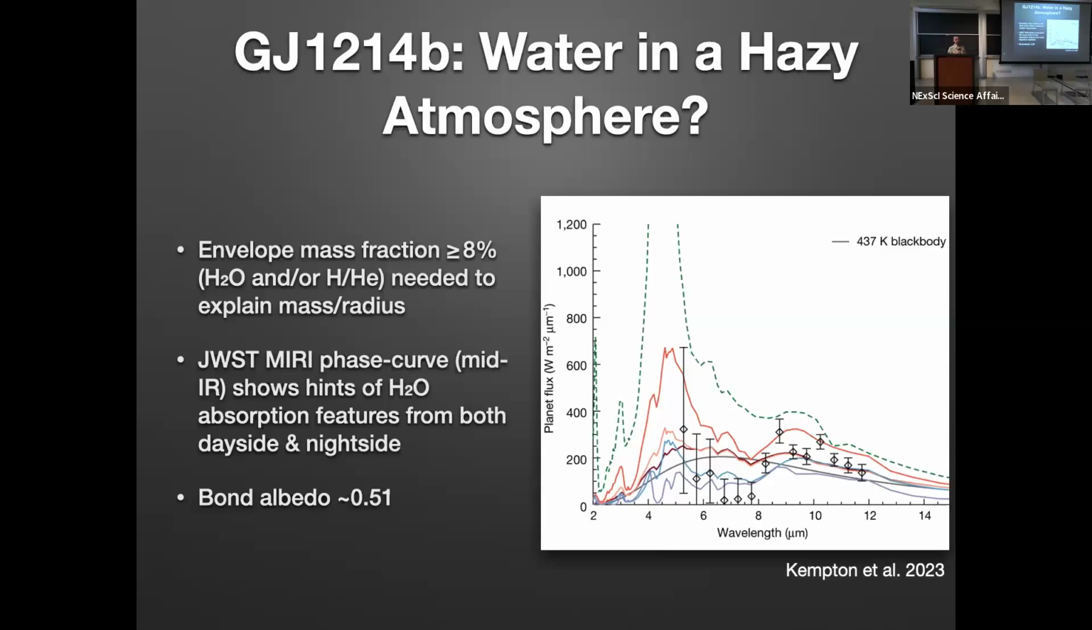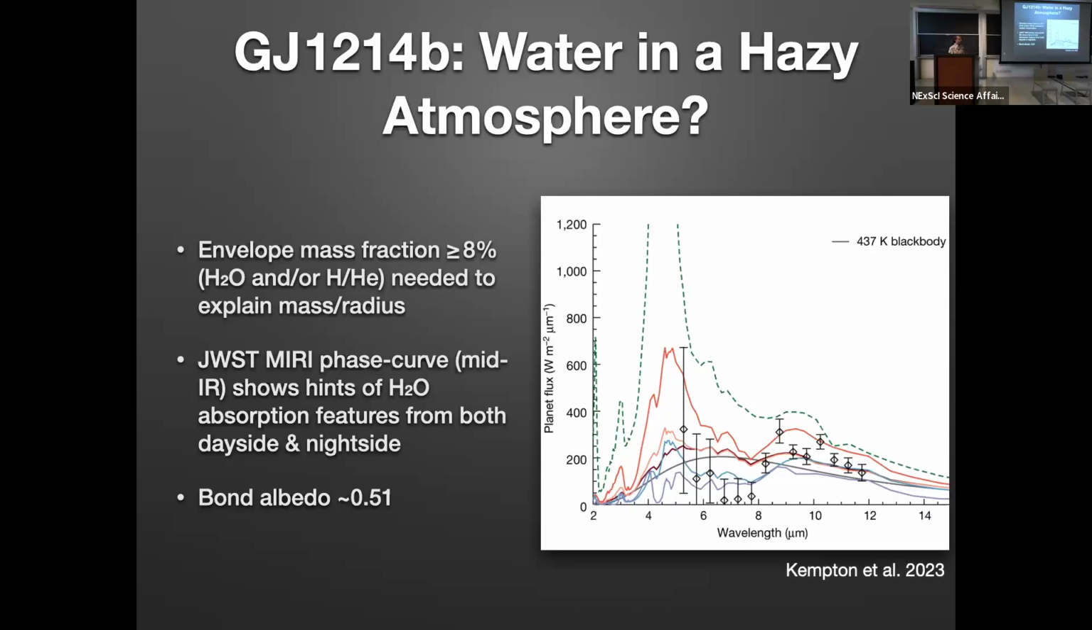It's not enough water to explain the atmosphere being fully water. Basically, it has to be a combination of high mean molecular weight atmosphere. So it's a metal-rich atmosphere. That's probably what's producing the haze. And then there's water mixed in as well.